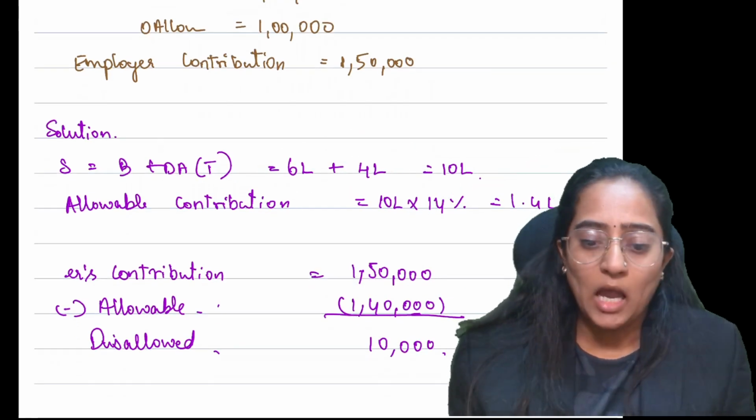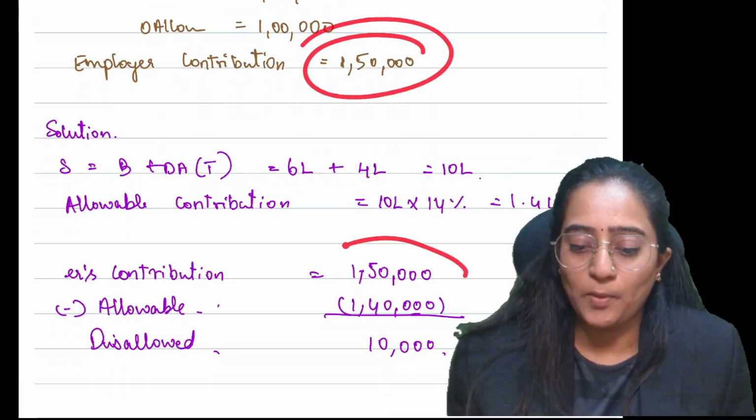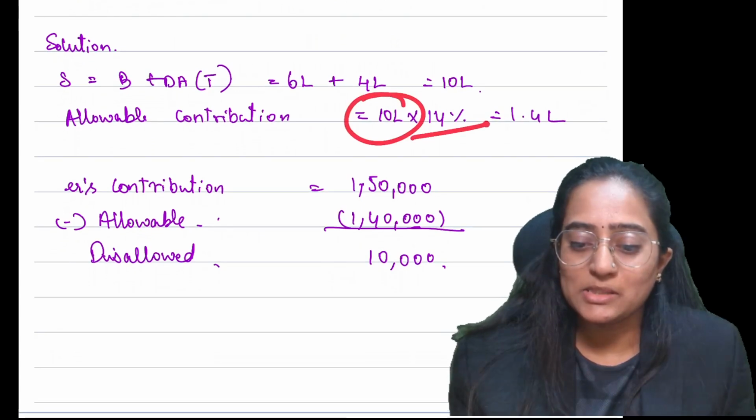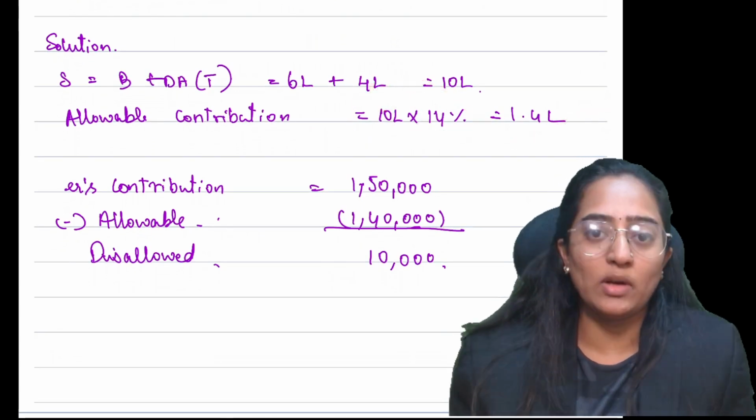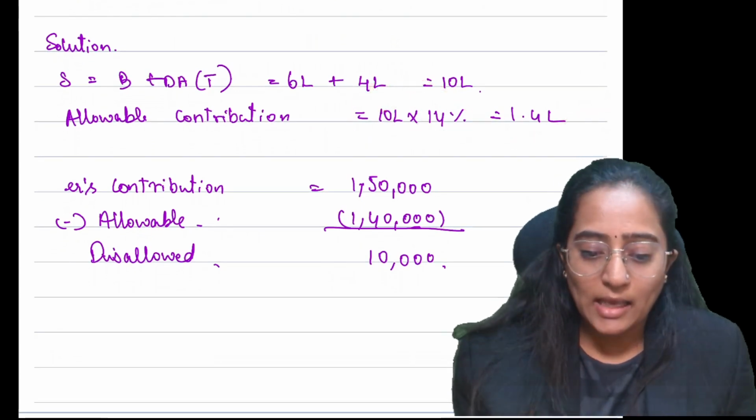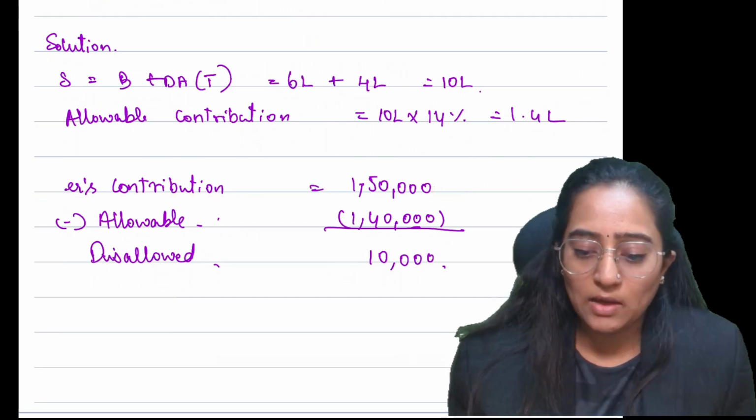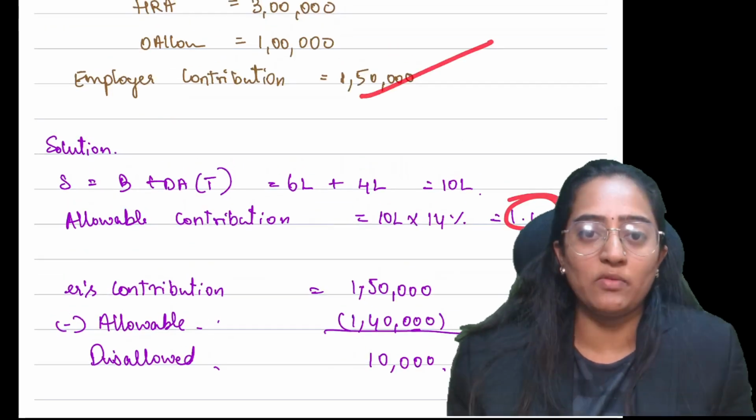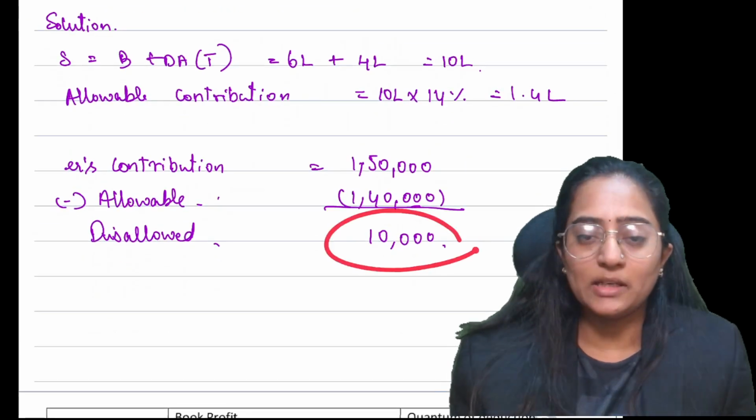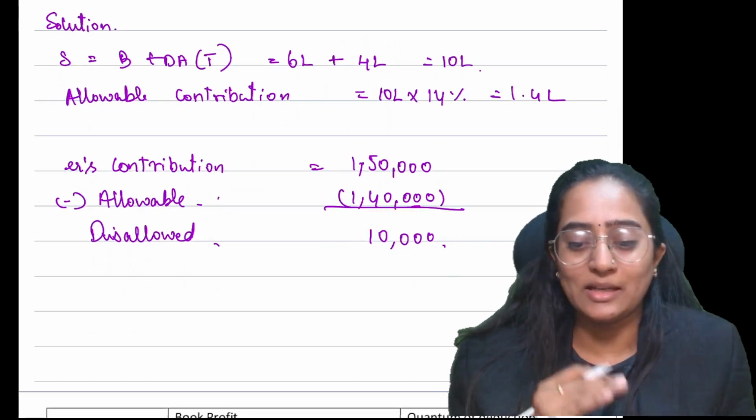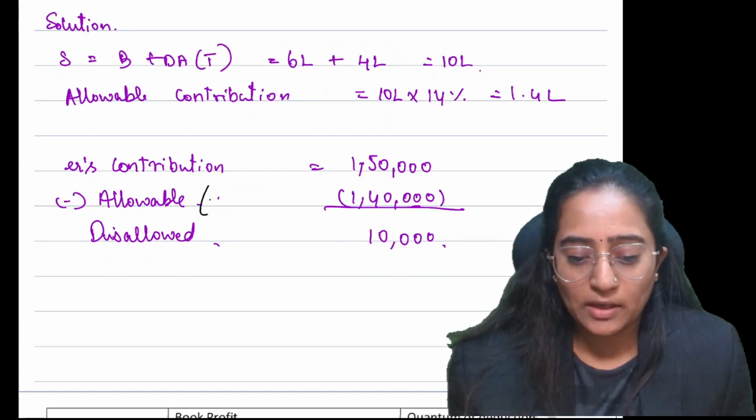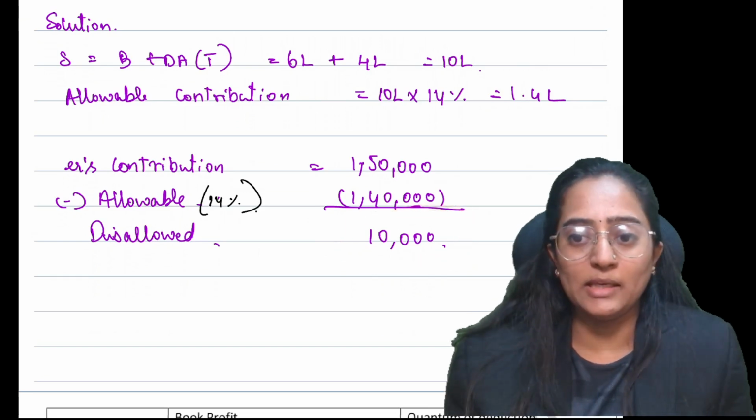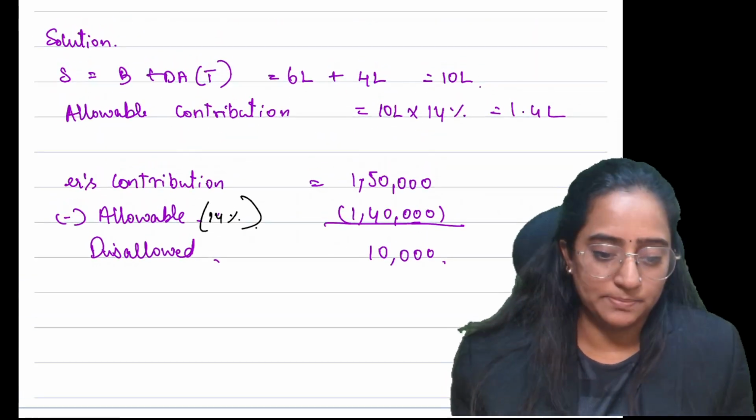These two together are 10 lakh. How much is the contribution this employer has already made? 1,50,000. But how much is actually allowed? 14% of the salary, so it is nothing but 1.4 lakh. Employer contribution is 1,50,000. Allowable is 1,40,000. 1,40,000 is allowable, but this fellow has already paid 1,50,000. How much is going to be disallowed? The disallowed portion will be 10,000, that is, the excess over 14%. Making sense, everyone? Clear.